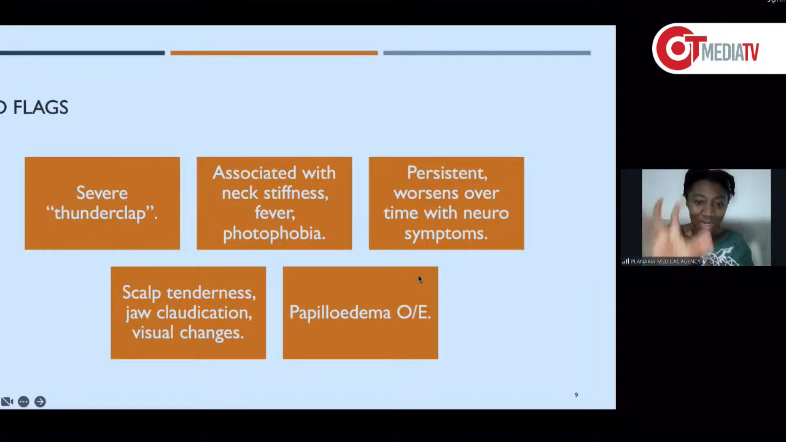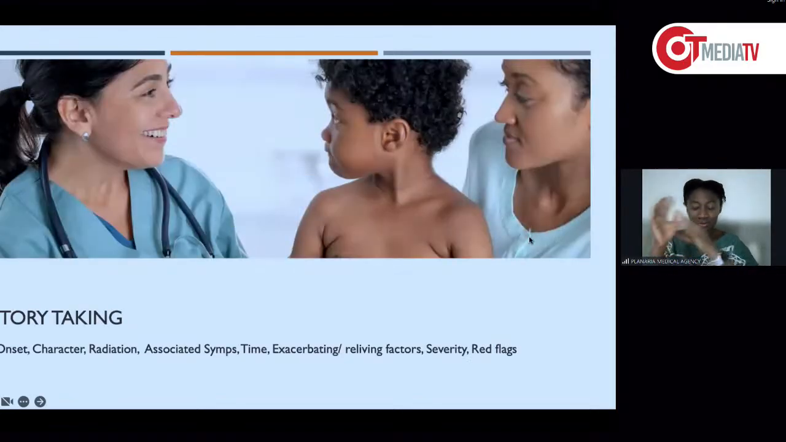I know I've spent a lot of time on this slide, but I think it's important because these are the red flag symptoms that you need to go and see a doctor about, so that you don't get complications from these serious conditions.